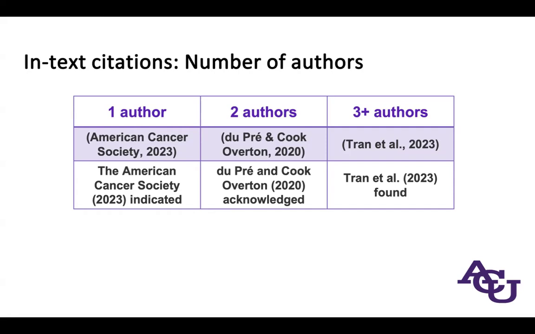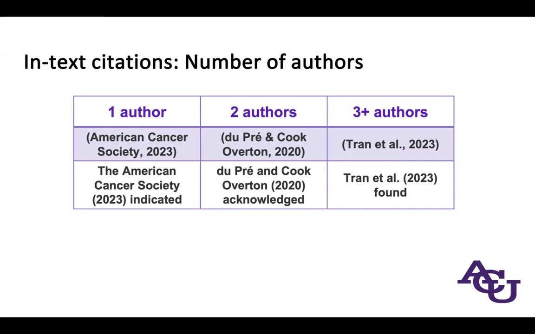Last, if you have a source with 3 or more authors, you use only the last name of the first author followed by the words et al. That's et space al followed by a period. That means and others in Latin, and you'll use this format every time you refer to that source in your text.